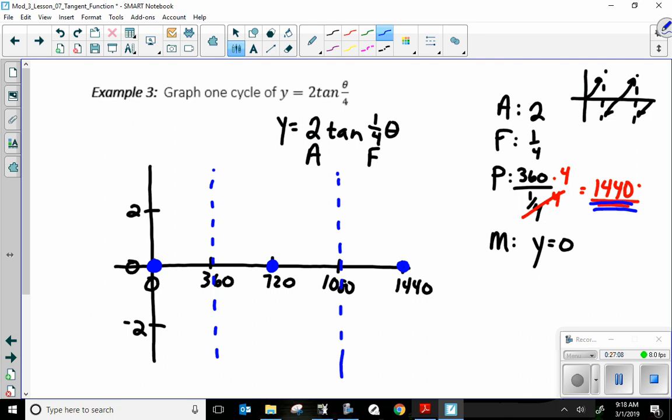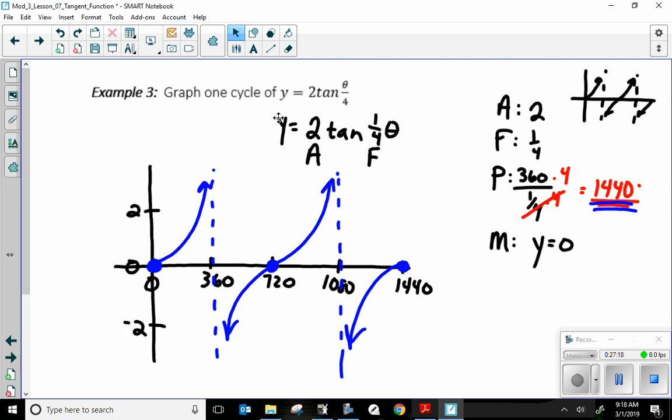And since this is positive, it's not negative, it's going to go up to the right, down to the left. And there you go. That is one full curve of tangent that goes out to 1440 degrees, right? And it's positive. That is y equals 2 tan of 1/4 theta. Very good.